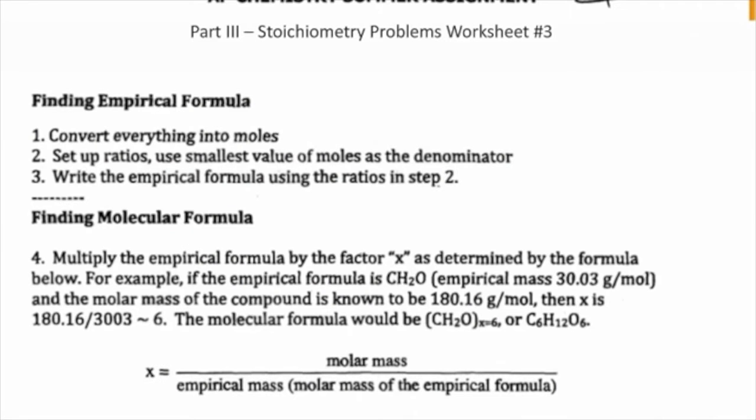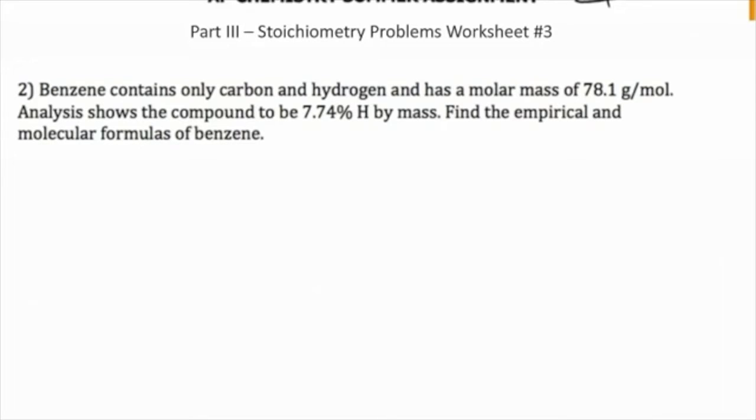Another type of problem that I would like you to handle before coming into class is finding empirical and molecular formulas. Use problem 2 as an example of how to handle empirical and molecular formula problems. Benzene contains only carbon and hydrogen and has a molar mass of 78.1 grams per mole. Analysis shows the compound to be 7.74% hydrogen by mass. Find the empirical and molecular formulas of benzene.